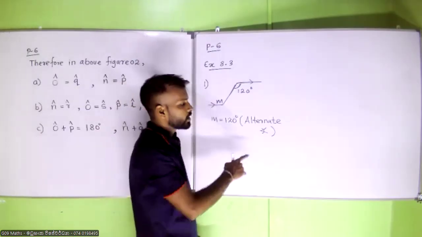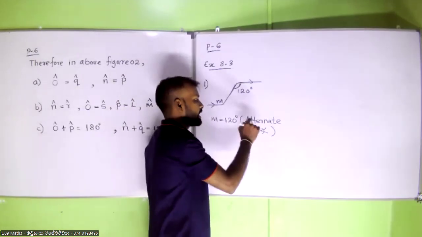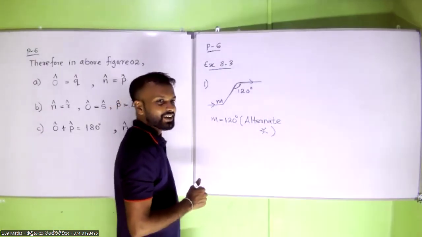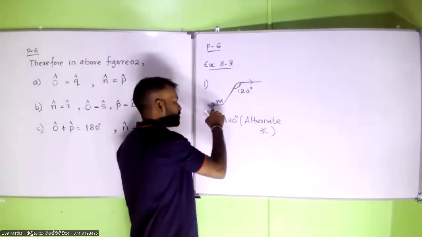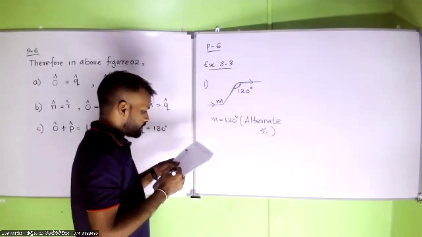Instead, I will tell you an easy way. Just draw a small eye, alternate angle, so that you can save your time by 1 second. So this is how we are going to get the answer for the first one. Then let's go to the second.